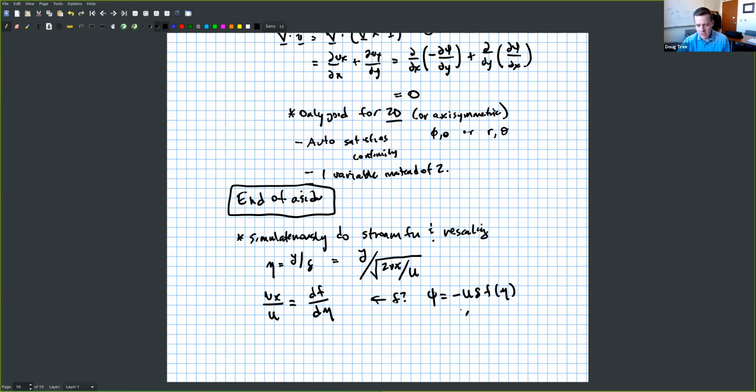So this is what Blasius did, is he made it negative. Okay, I don't think there's any particular reason. So f here is a dimensionless stream function.